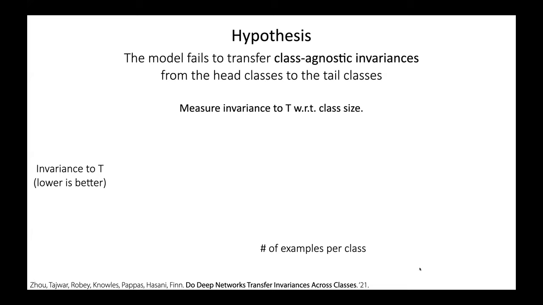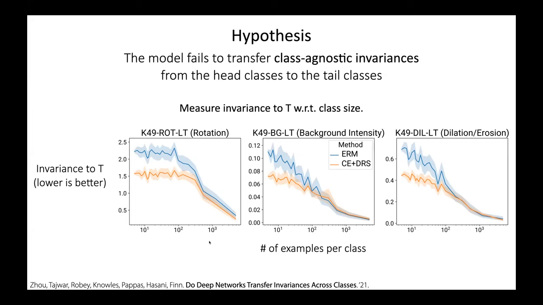In particular, what we see is that, first, if it were fully invariant to T, we would expect to see a horizontal line across all of these plots. Instead, what we see is that for the classes that have a lot of examples, they are quite invariant to T. However, as you have fewer examples per class, your invariance gets substantially worse. And we see this trend consistently across all three of these data sets. We also note that a model trained with delayed resampling, which tries to resample the distribution up to the uniform distribution, does improve invariance, but we still see this trend that the invariance gets worse as you have less data per class.